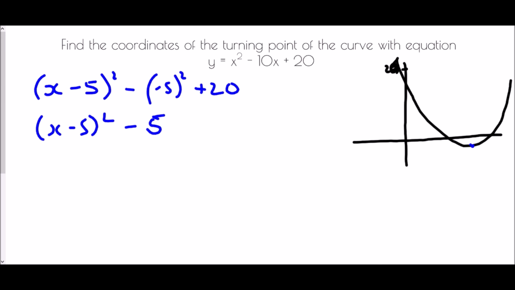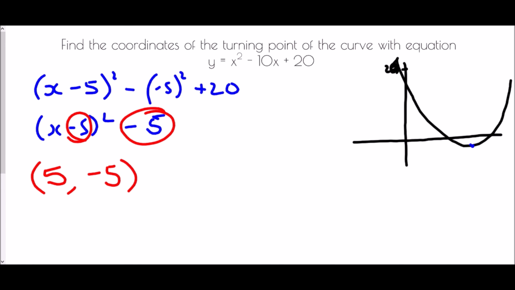If this is going to give me a coordinate for the turning point, the x value is going to be the negative version of what is inside of the bracket, so 5. And then the y value is going to be what is at the end, -5. And so this point here is 5, -5. The turning point of that graph is 5, -5.